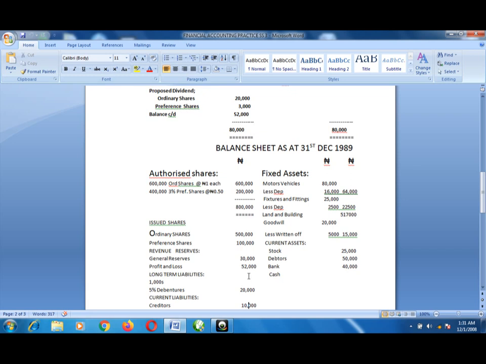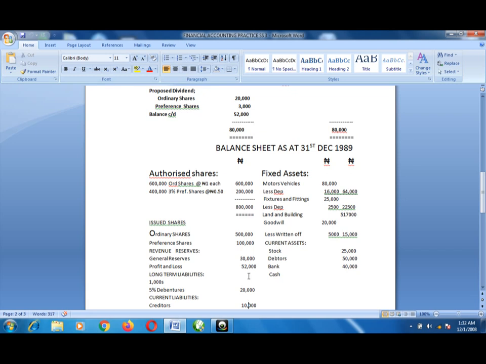600,000 multiplied by 1 naira will give us 600,000. You have 400,000 3% preference shares at the rate of 50 kobo each. 50 kobo multiplied by 400,000 will give us 200,000 naira. You close that aspect, that is 200,000 plus 600,000 will give us 800,000 naira, and you rule and you close it with the double line.